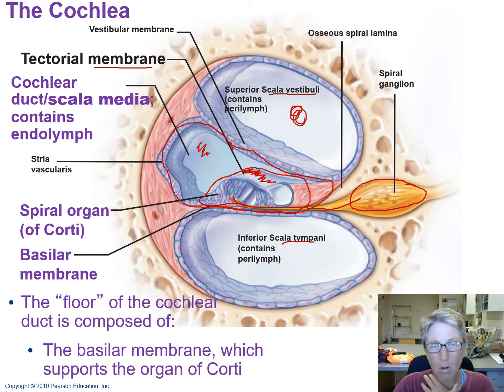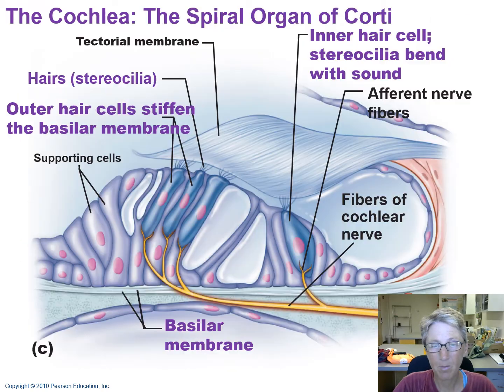The floor of the cochlear duct, that's here, is composed of the basilar membrane. The basilar membrane supports the organ of Corti, but it can actually move up and down. So it's really important to know. The basilar membrane can move up and down depending on the sound waves that are traveling through the endolymph and perilymph.